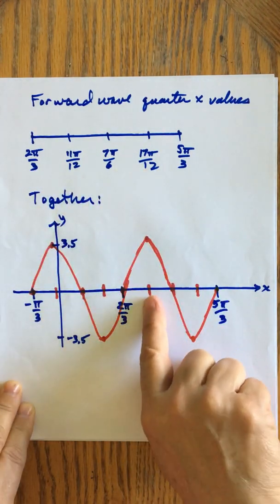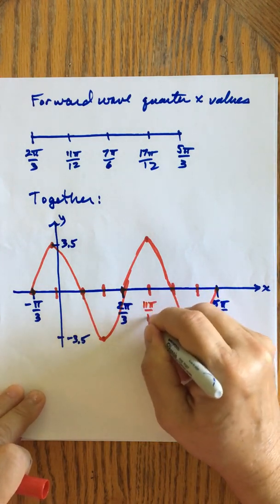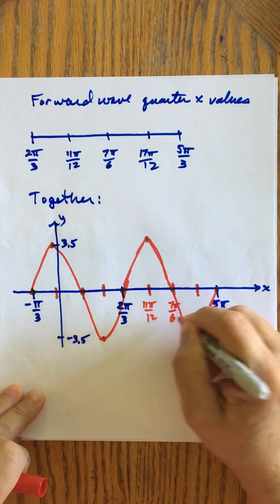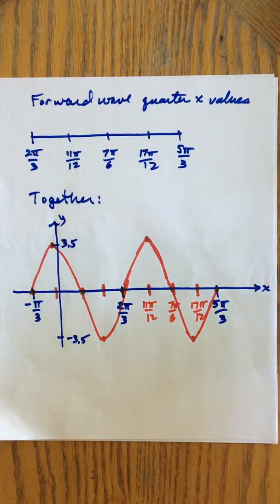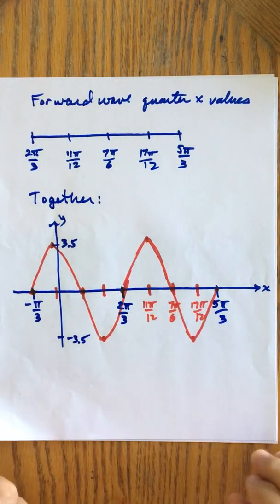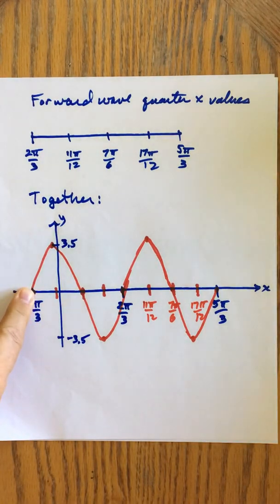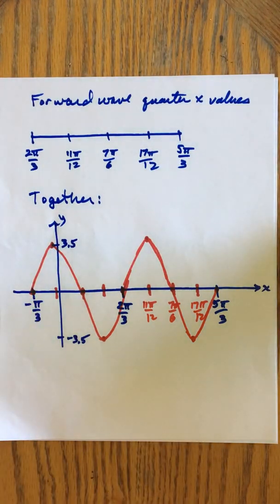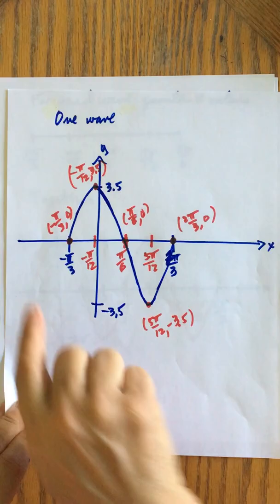This is 2 pi over 3. This is 11 pi over 12. Let me write that down: 11 pi over 12, 7 pi over 6, 17 pi over 12, and finally 5 pi over 3. And you can label all the points. So that's going forward one wave. Now I want to go backward one wave. If I'm going to go backward, I want to start from the beginning of my wave and go to the left, or subtract a period. So starting from my one wave, I want to go to the left 1 period.